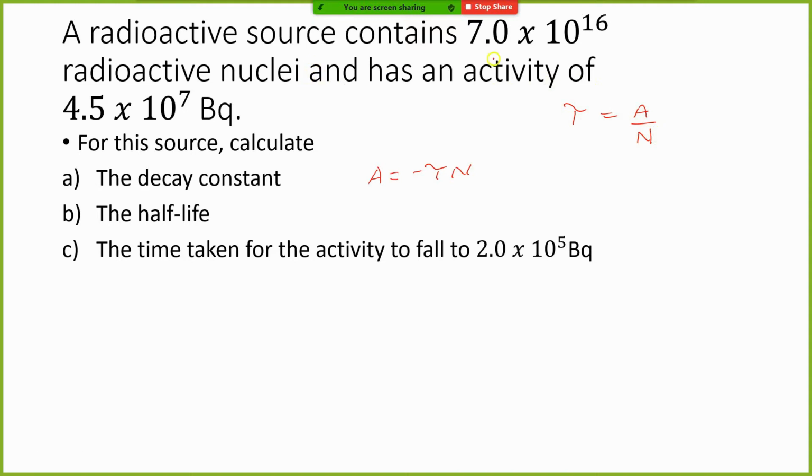I want to point out something to you. If you see radioactive nuclei, and maybe in another question you see radioactive atoms, it's the same thing. They're talking about the same thing. All right. So in this case, we can ignore the negative sign, and just go ahead and transpose the equation as such to find the decay constant.